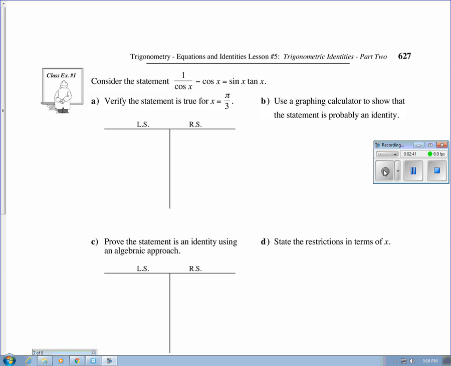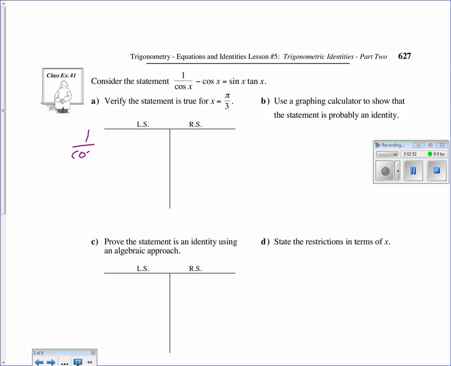So 1 over cosine x minus cosine x. Well, as far as I can tell, that's written in as many cosines as possible on the left-hand side. Not sure what I can do to simplify that. 1 over cosine x minus cosine x. Oh, it's a fraction. So because it's a fraction, I want to try and make a common denominator. So common denominator, multiply cosine x by cosine x, top and bottom. So then I get 1 minus cosine squared x over cosine x.